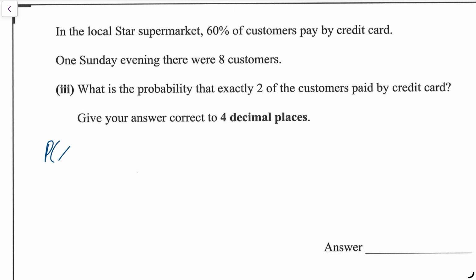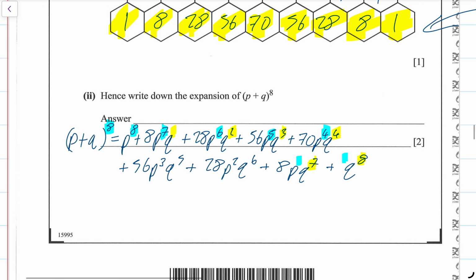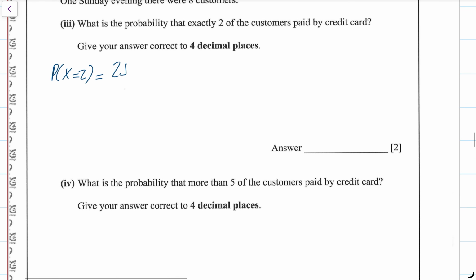So we want to find probably x is equal to 2, and that means you want 2 successes. So you go back to this. 2 successes means we want our p to be the power of 2. So we're going to be using this one here. So it's 28p squared q to the power of 6.